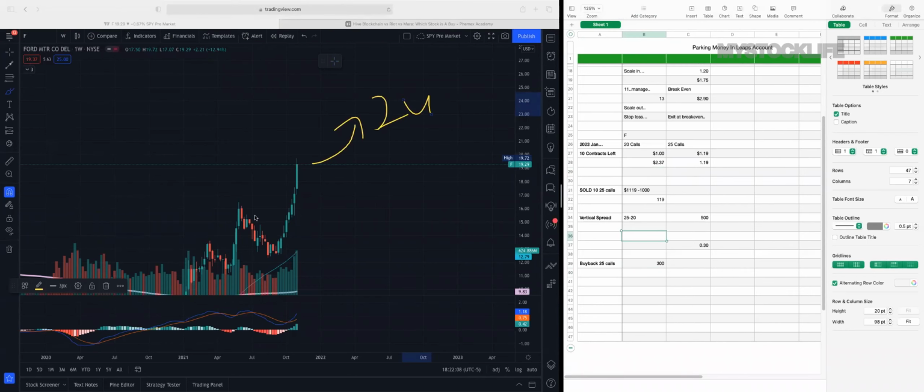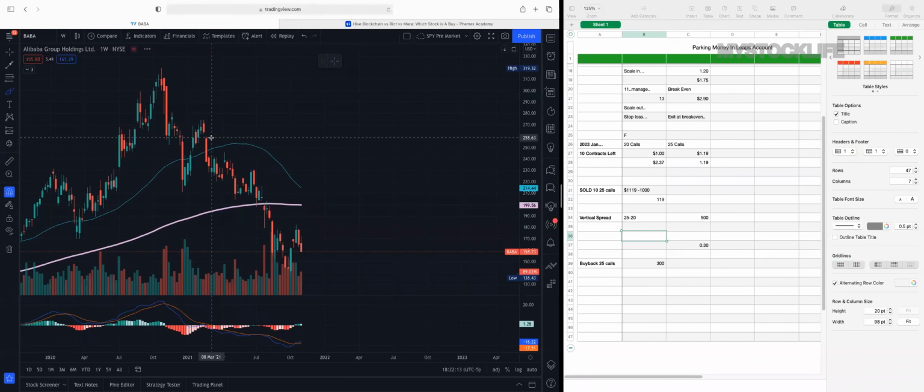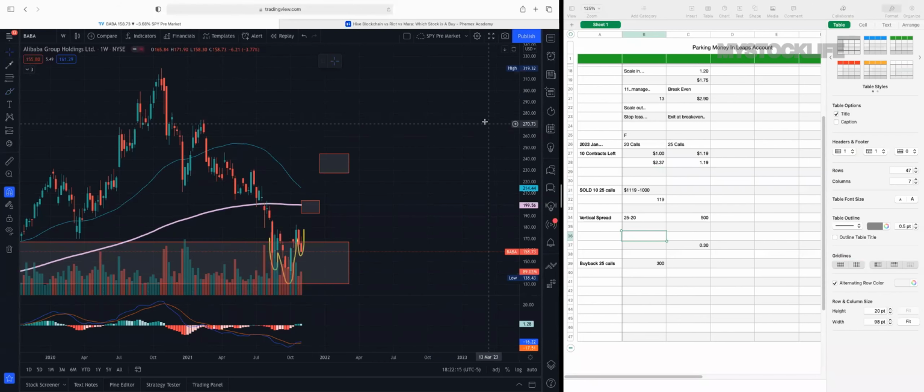All right. Now, one stock that we're in. Now I'm in one of my leaps. I think only one leap went against me this year, which was Baba.